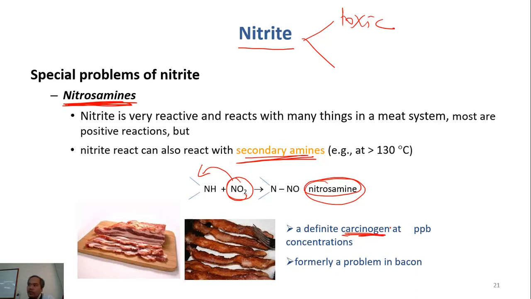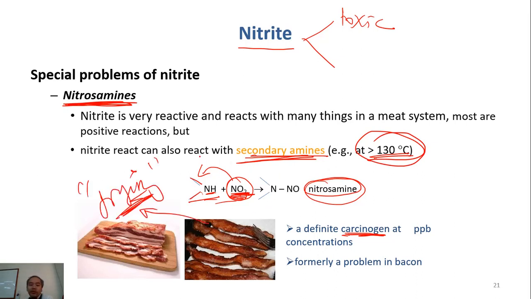Carcinogenic component, which can cause cancer. So when you use more than enough nitrite in your meat product, you have secondary amine. This is an amino group with two links. It's called secondary amine. In meat, you have this. And if you have a lot of nitrite, and you heat at high temperature, especially for this product when you do frying, this reaction may occur and in the product it may form nitrosamine.